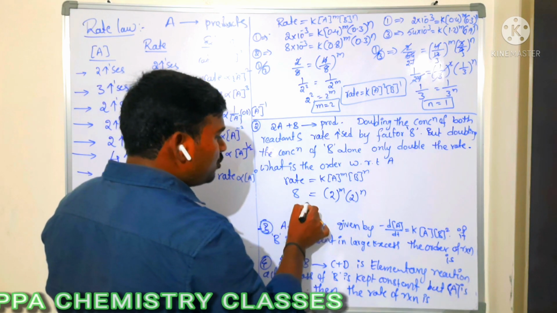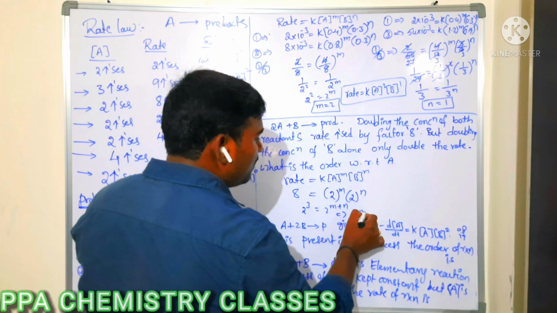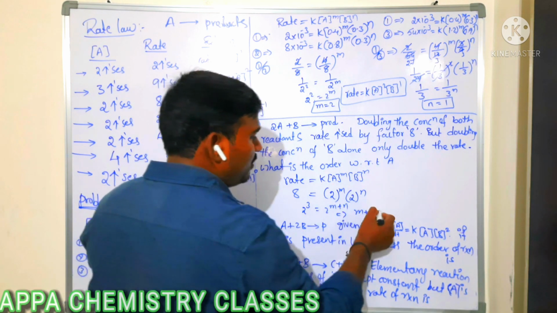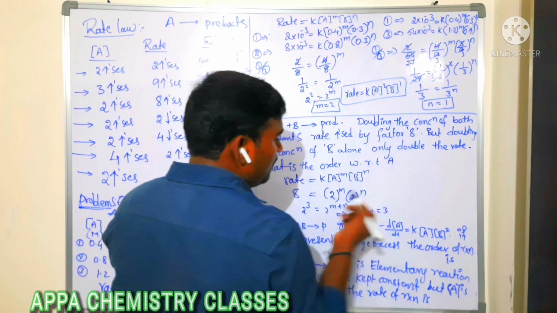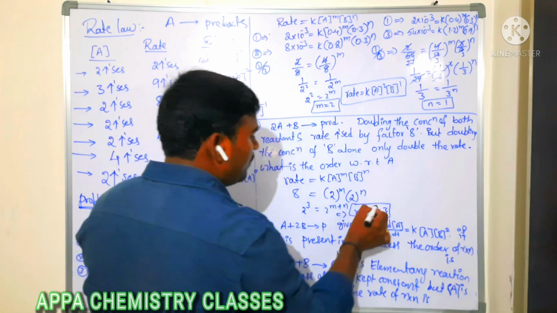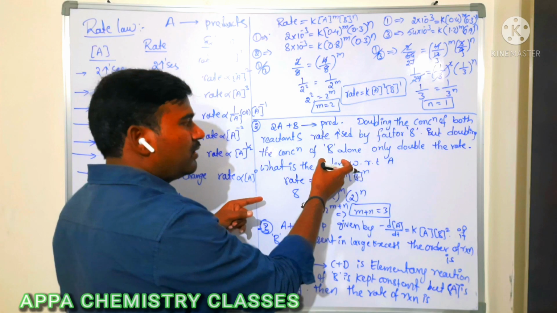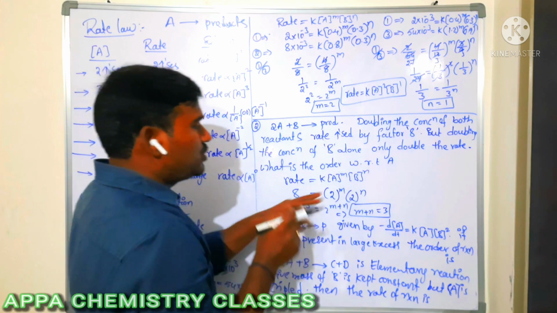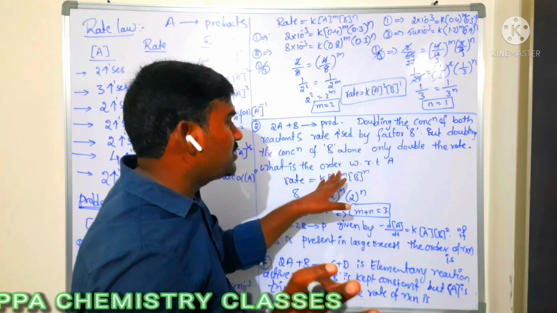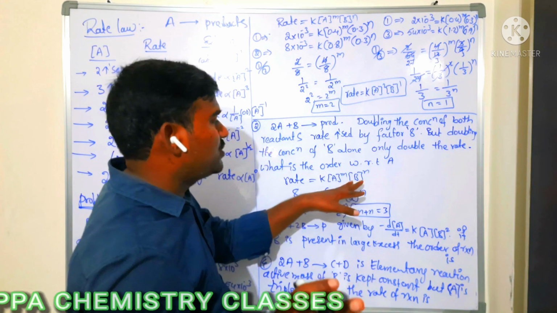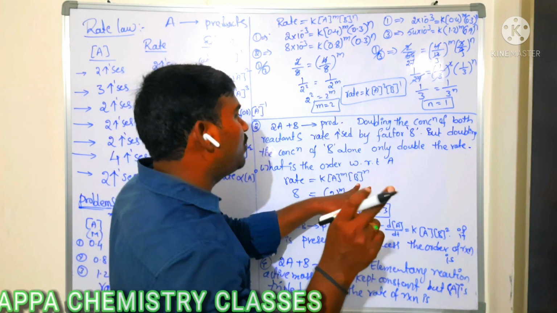So we can write it as 2 power 3 is equal to 2 power m plus n. From this, m plus n is equal to 3, because the bases are same, so the powers should be equal. We will make a note of it. And after that, by doubling the concentration of B alone, the rate only doubles. So A is kept constant, its concentration is not changed, which means the rate is not depending on it. Then what happens is that the concentration of B alone is doubled.